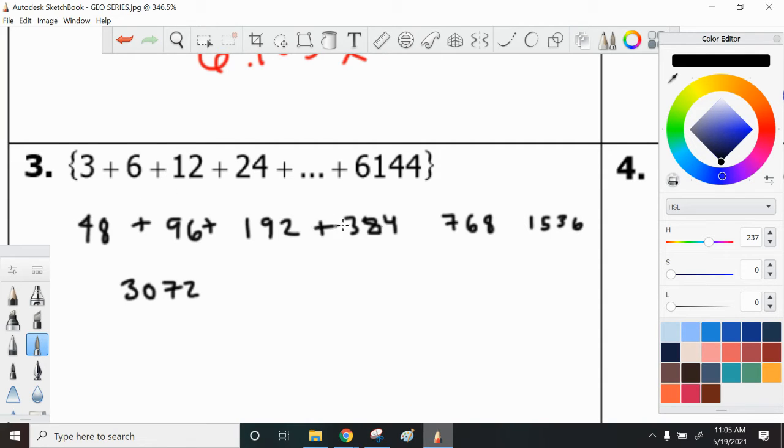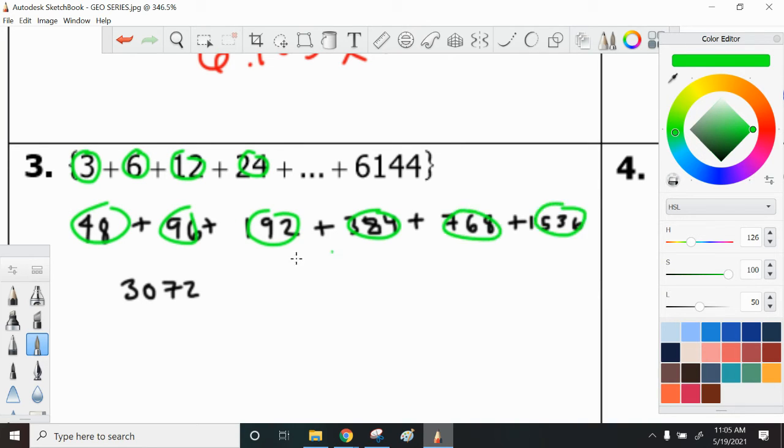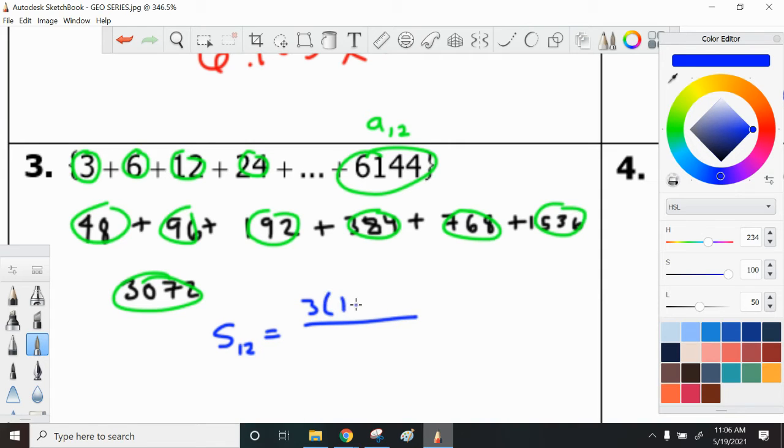We need to add up, and it's not just the ones we found. We need to add up term 1, 2, 3, 4, 5, 6, 7, 8, 9, 10, 11, 12. We need to add up all the first 12 terms. We didn't know that 6,144 was the 12th term. Now we do know it's the 12th term. You can either get out a calculator and start adding them up, or you can do the formula, which would be the sum of the first 12 is 3 times 1 minus 2 to the power of 12 over 1 minus 2. Either way, now we're able to solve it.